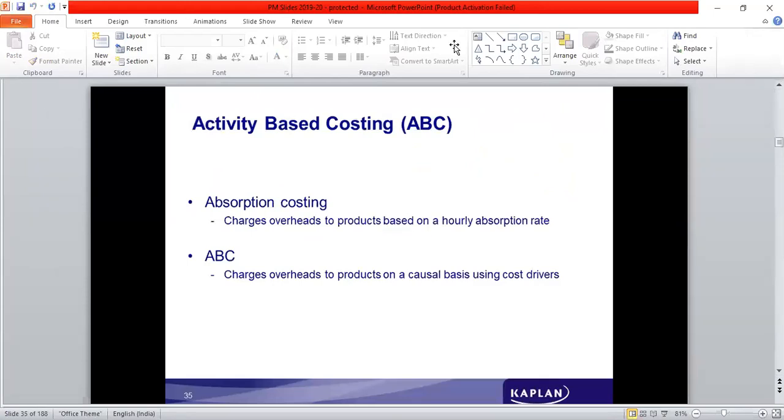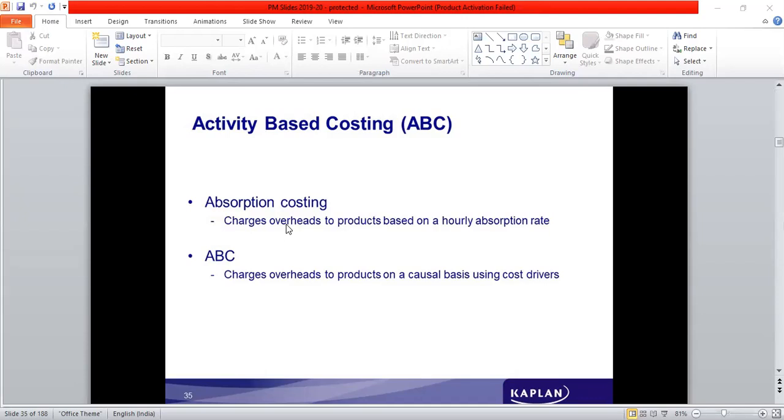So now, absorption costing says that it charges overheads. Absorption costing is the traditional costing method, the way the overhead costs are accounted. They charge overheads to products based on an hourly absorption rate, if it is labor hours, sometimes machine hours also. So some predetermined overhead rate is adopted and they charge that. But that has disadvantages, what we have already discussed. There are disadvantages of charging the overhead cost based on some assumptions.